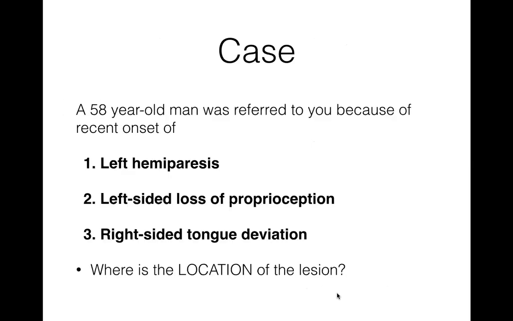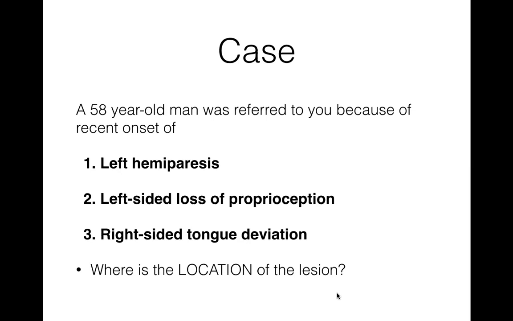Okay, so let's start with a brief case. A 58-year-old man was referred to you because of recent onset of left hemiparesis, left-sided loss of proprioception, and right-sided tongue deviation. So the question is, where is the lesion located?